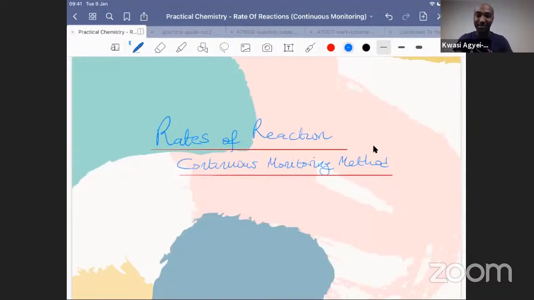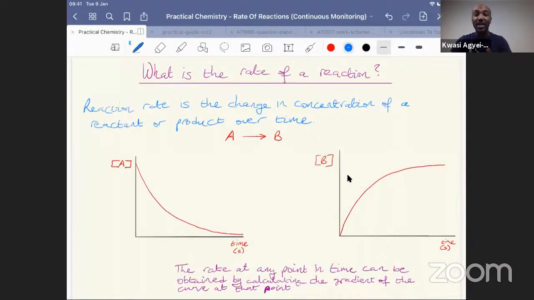And yes, the continuous monitoring method for monitoring the rate of a reaction. So what does this involve? I think a good place to start is to define what the rate of a reaction is. And of course, the rate of a reaction is a change in concentration of either a reactant or a product over time. So you need to have an ability to measure the depletion or using up of a reactant, or be able to measure the production of a new substance, or the making of a product over time.